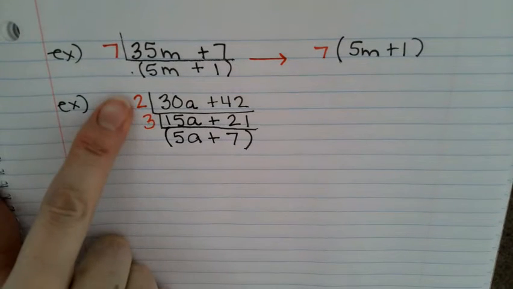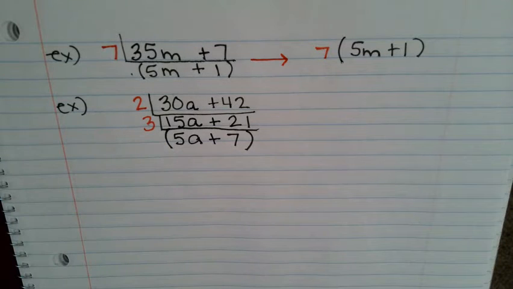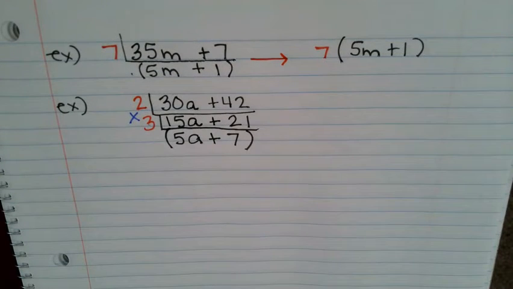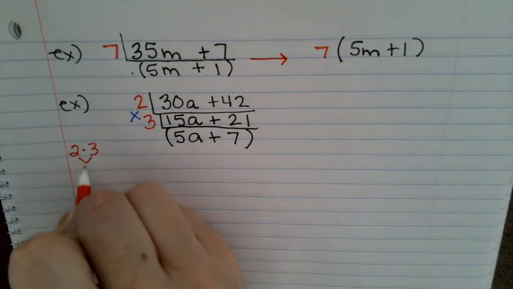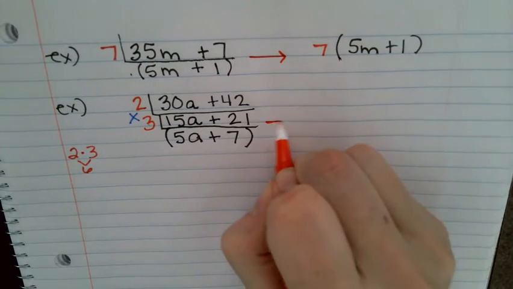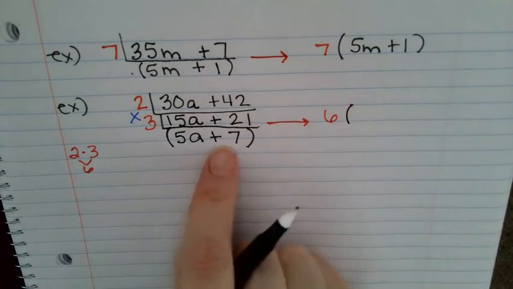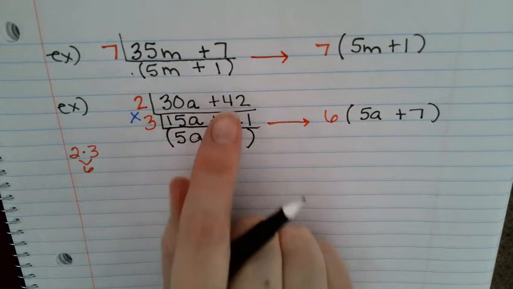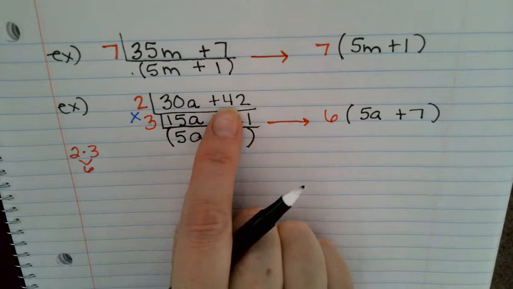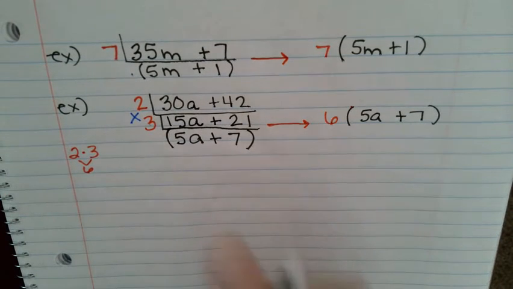Okay, so 2 and 3 alone are not the greatest common factor here, but when I multiply 2 times 3, I do get that number. So 2 times 3 is 6. So that means the greatest common factor here is 6, all right? And the sum of what's left is 5a plus 7. Now some of you might have noticed that 6 goes into both of these numbers right away, and you can pull that number out if you want to, but it's really nice to start with prime numbers first. Okay, let's do another example.